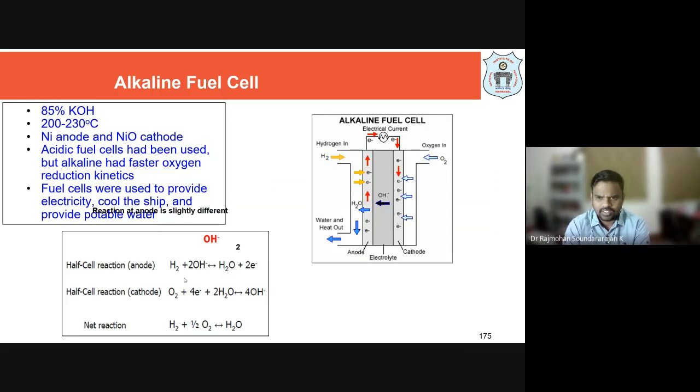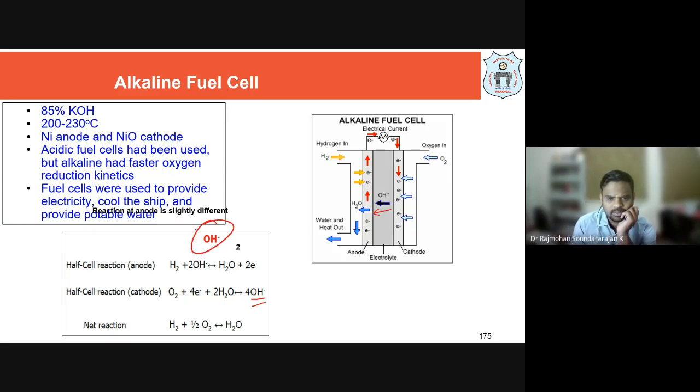Now, what is the reaction taking place in alkaline fuel cells? Remember, it is not H plus ions passing through the electrolyte. That's very important to note down. Mainly at the cathode the ORR reaction takes place: oxygen plus electrons plus water will form OH minus ions. That OH minus ion is passing through the electrolyte.